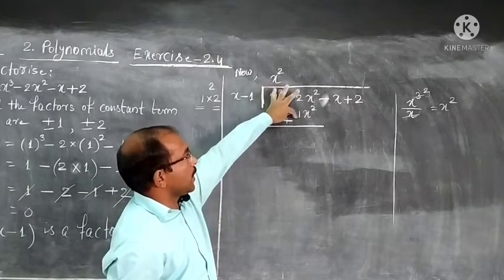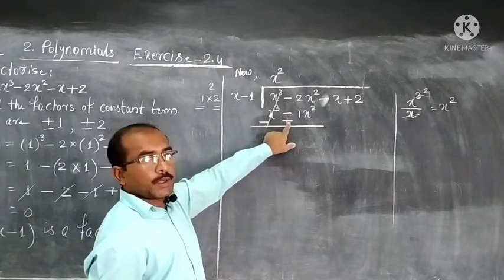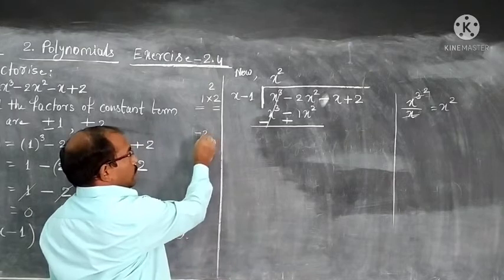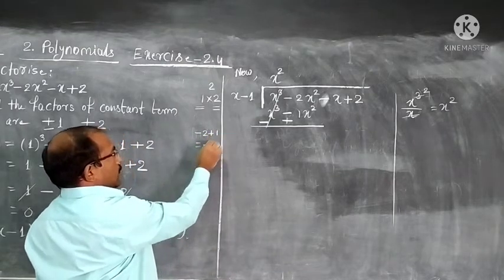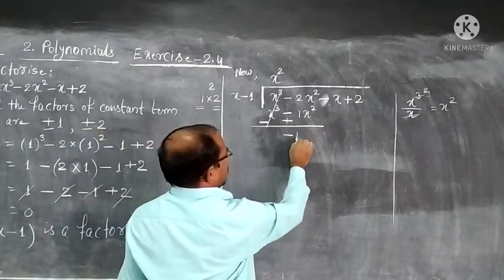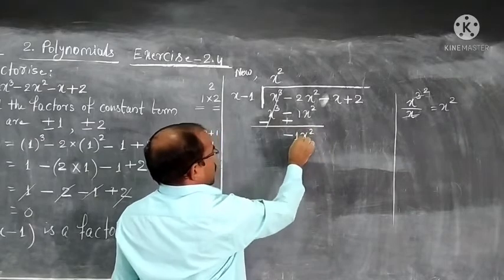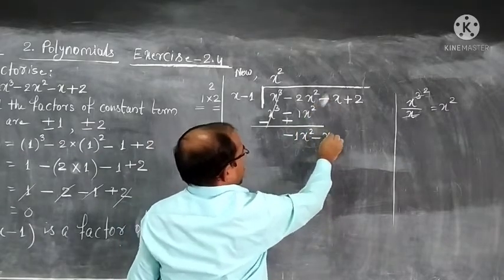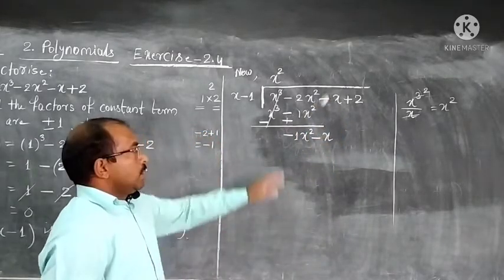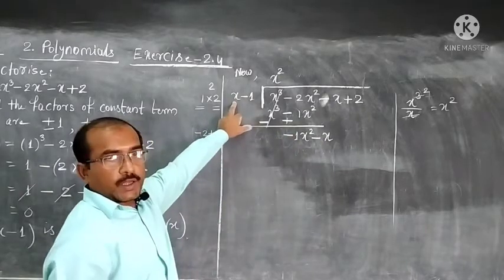Here what remained? Minus 2 plus 1. This is no more minus now here. It is changed, became plus. So minus 2 plus 1, we all know that will be minus 1. So we write minus 1 x square. And then one term we bring down.